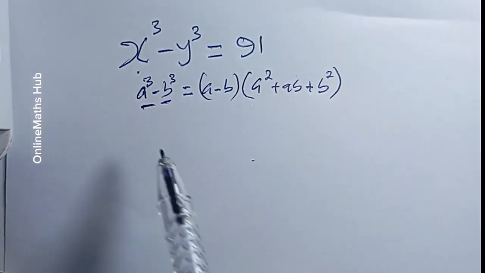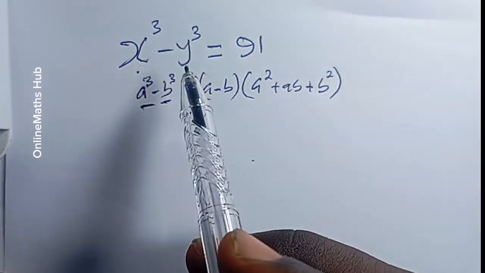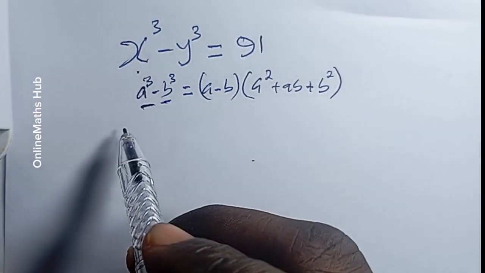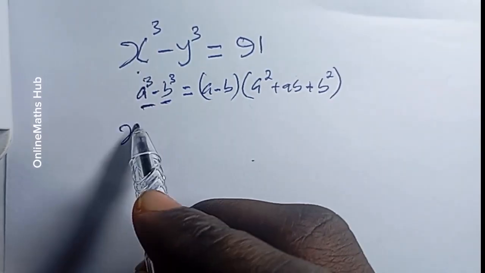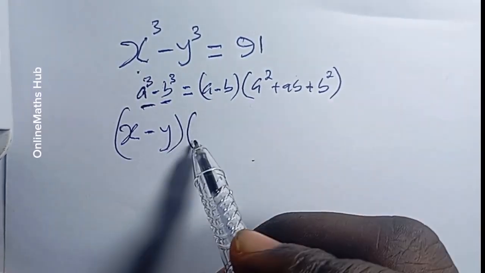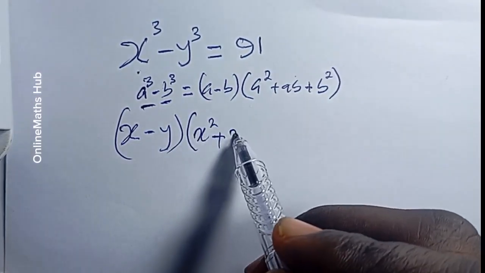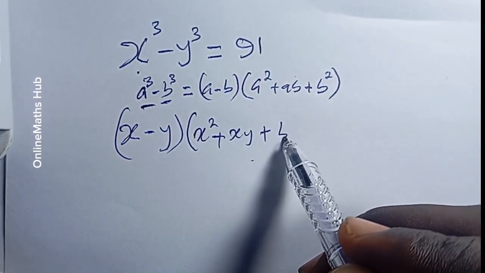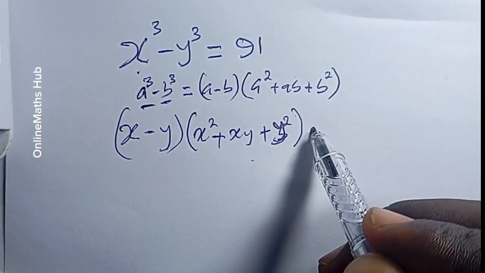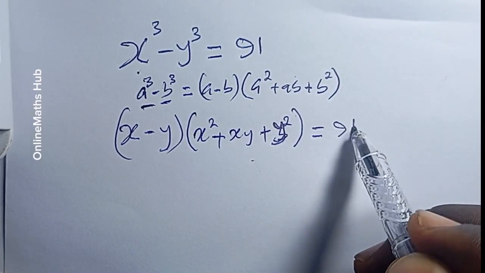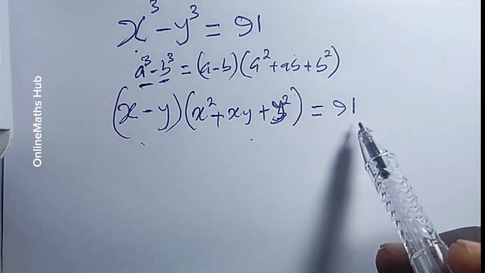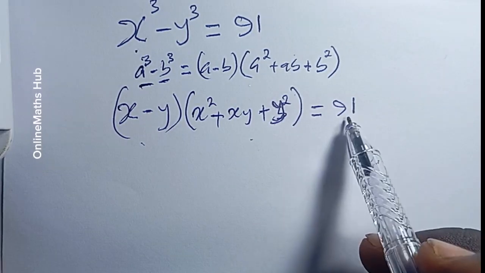In this case, we are just going to expand it in this form. If we do that, we have x minus y, multiplied by x squared plus xy, and then plus y power 2, and it's equal to 99. We've done expanding the left hand side.